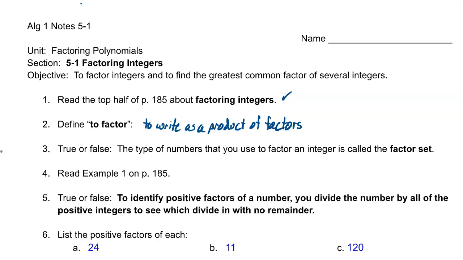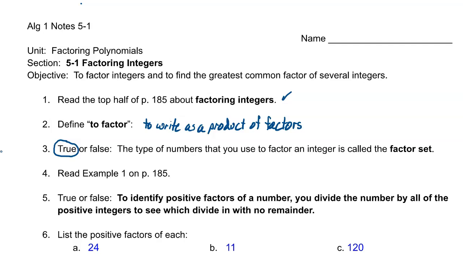Now number 3, true or false. The type of numbers that you use to factor an integer is called the factor set. That is true. In the example that we looked at in the book, where the number 56 was written as 7 times 8 or 4 times 14, the 7, the 8, the 4, the 14, those were positive integers. So it looks like in that example, the factor set was the positive integers.